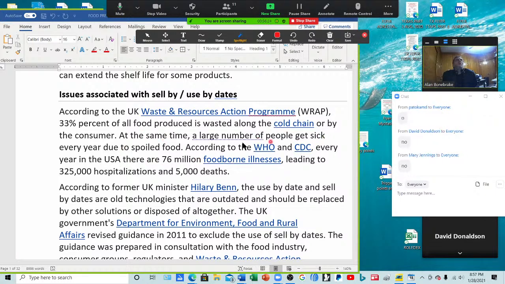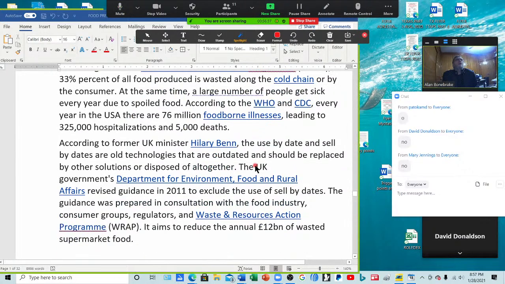At the same time, a large number of people get sick every year due to spoiled food. According to WHO and CDC, every year in the U.S. there are 76 million foodborne illnesses, leading to 325,000 hospitalizations and 5,000 deaths.